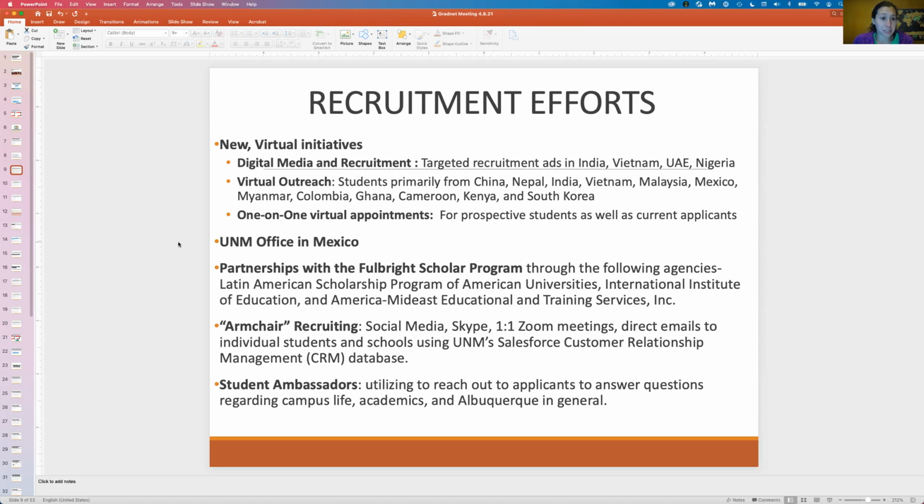We have also instituted, like I said before, one-on-one virtual appointments for students to be able to meet directly with an admissions advisor to talk about any questions that they may have during the application process or as they've become accepted, at any step along the process. As always, we have our UNM office in Mexico that recruits heavily and works with students in Mexico and throughout Latin America. We continue with our partnership with the Fulbright program.